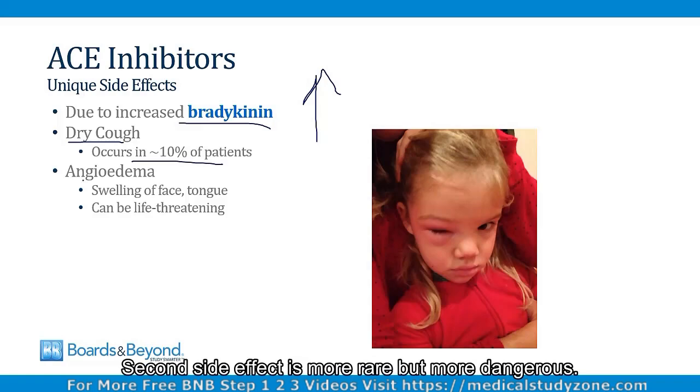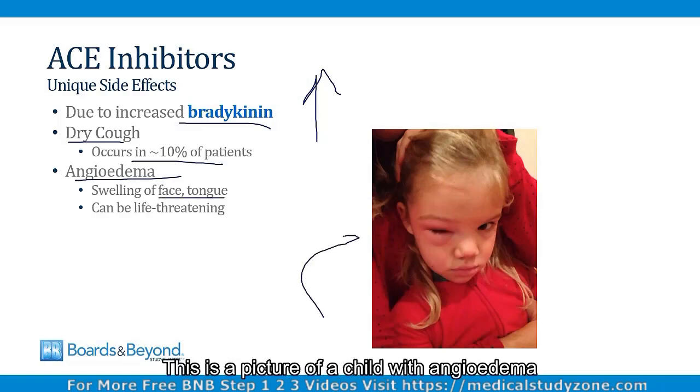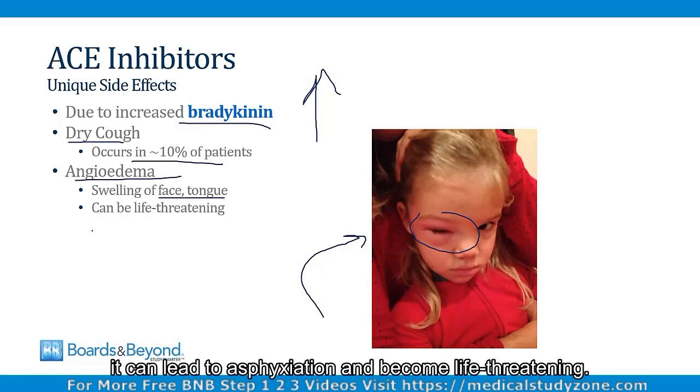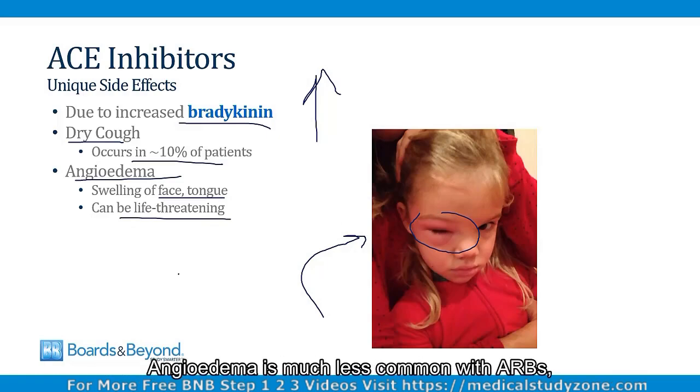Second side effect is more rare but more dangerous. Angioedema, which I told you before, is swelling of the face and tongue. This is a picture of a child with angioedema involving the area around the eye. When it involves the tongue or the larynx, it can lead to asphyxiation and become life-threatening. And in patients on ACE inhibitors who develop angioedema, you have to stop the drug. Angioedema is much less common with ARBs, although it has been reported.